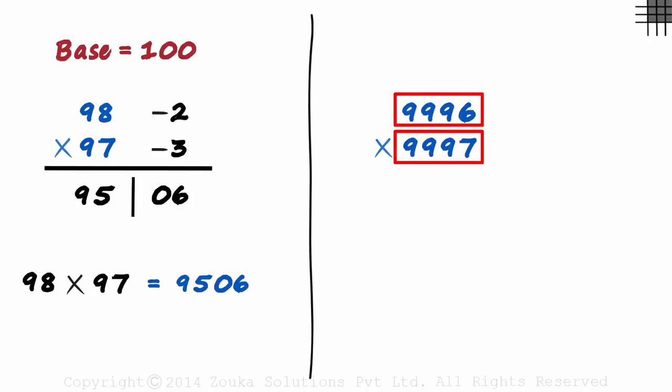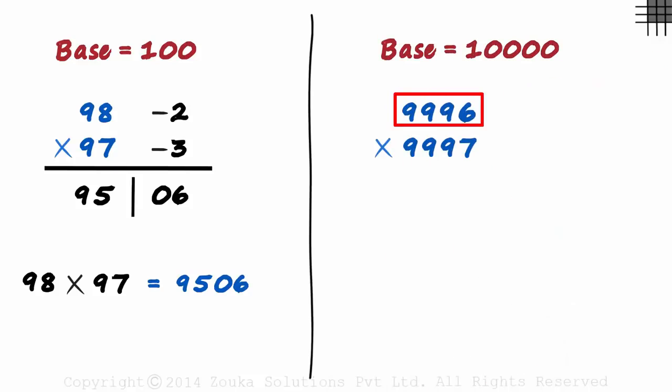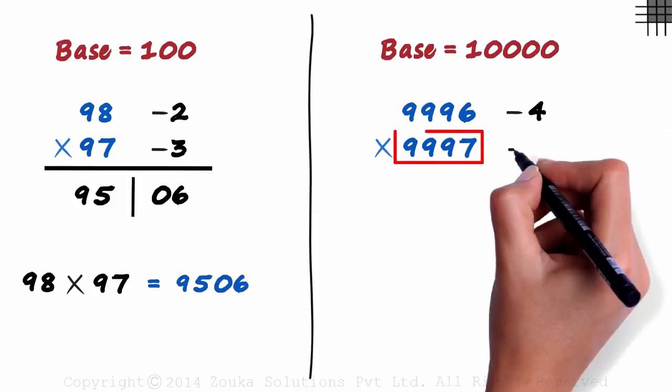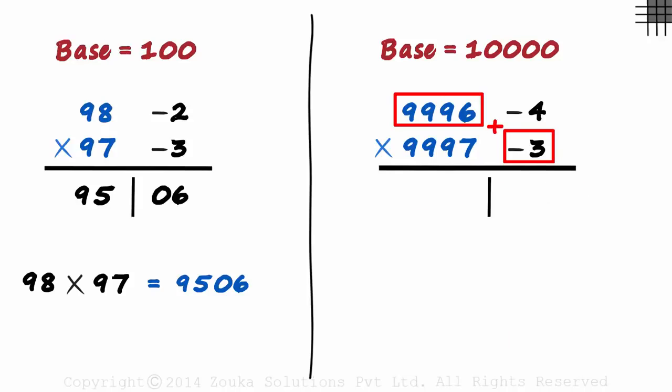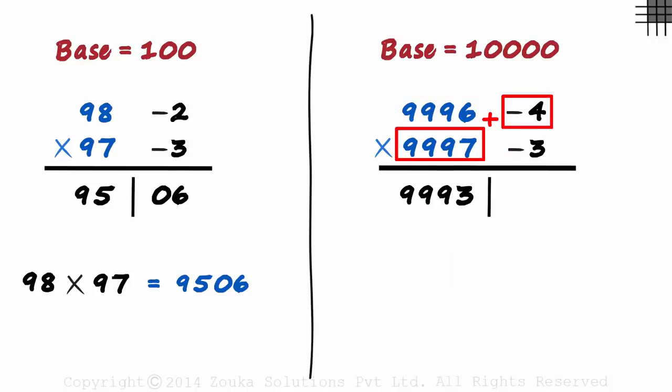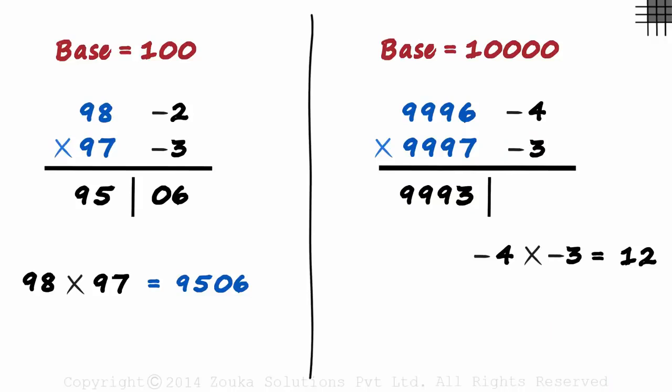Both numbers, as we can see, are close to 10,000. So the base will be 10,000. This number is minus 4 units away and this is minus 3 units away. Then we make the partition, sum on the left and the product on the right. This plus this is 9,993. The sum of these two will also give us 9,993. The product will be minus 4 times minus 3, which equals 12.